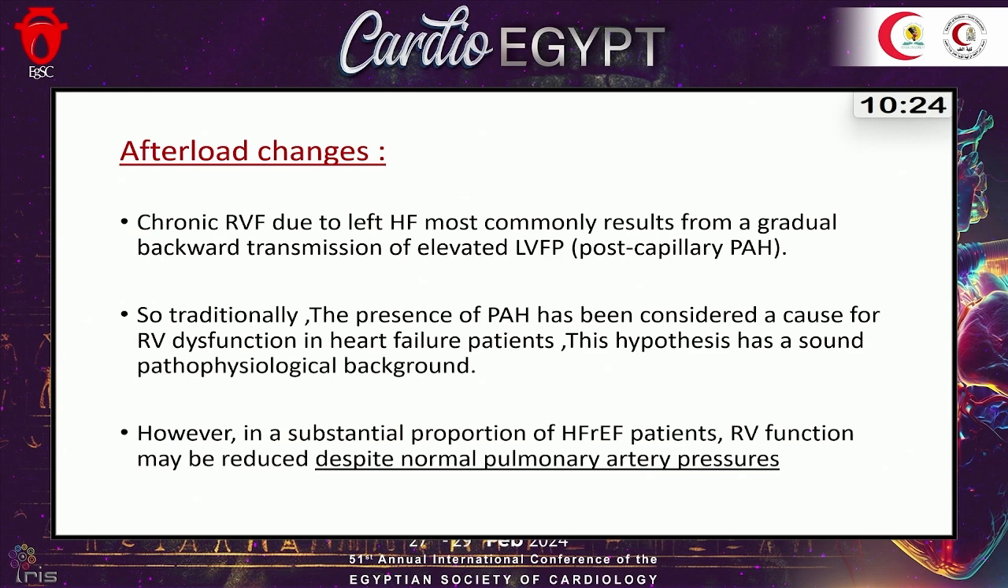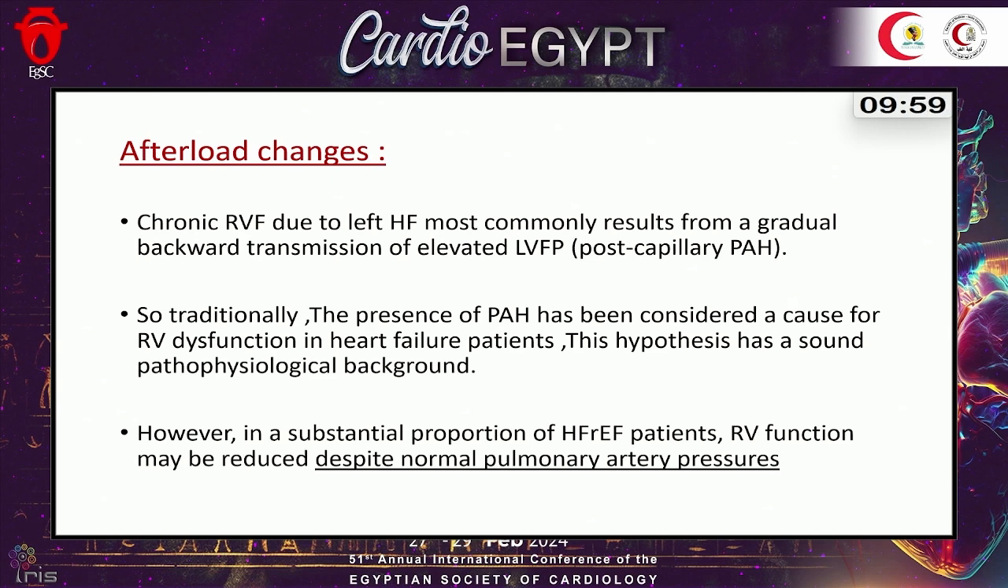Actually, chronic right ventricular failure due to LV failure most commonly results from gradual backward transmission of elevated LV filling pressure causing post-capillary pulmonary artery pressure elevation. So, traditionally, elevated pulmonary artery pressure has been considered a cause for the association of RV dysfunction in heart failure patients. This hypothesis has a sound pathophysiological background.